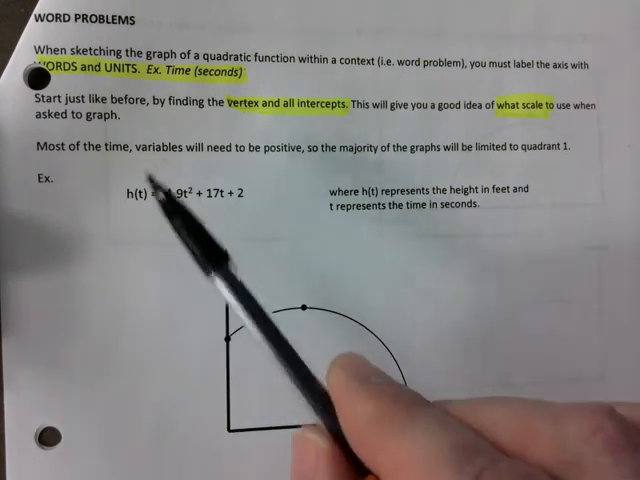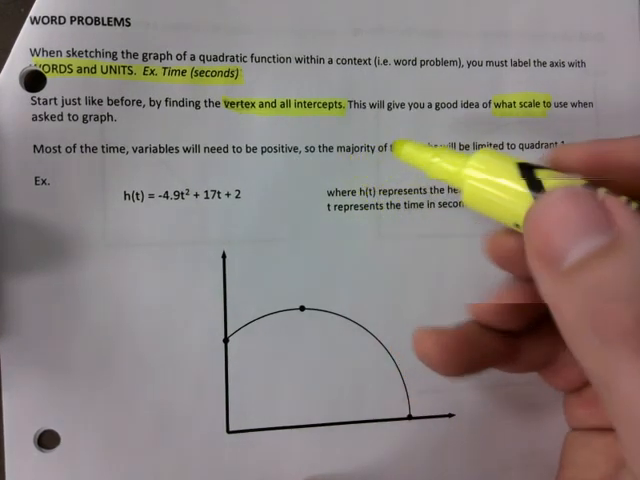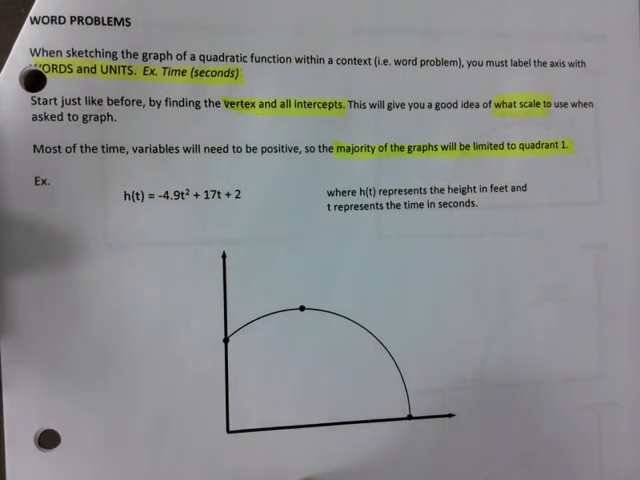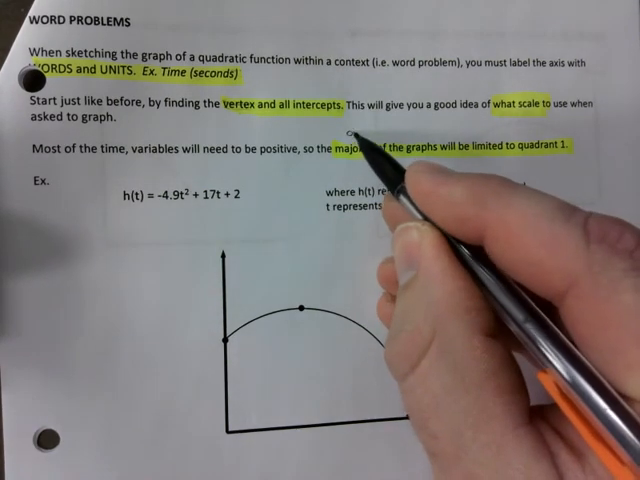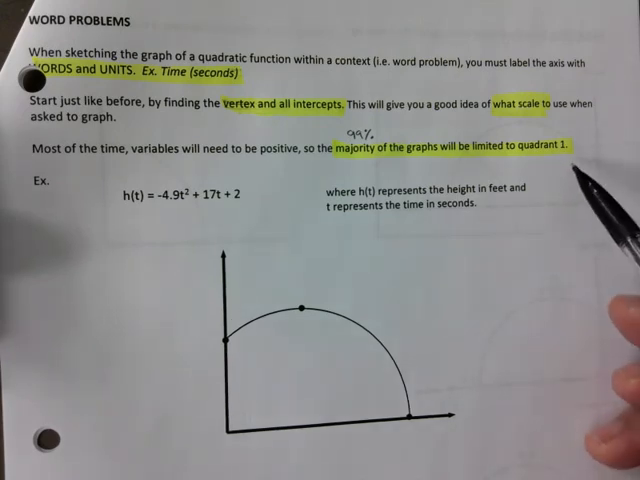Most of the time, variables will need to be positive. So I will say this, the majority of the graphs will be limited to quadrant 1. And by that I mean like 99% of the time. There are a few exceptions. I know one where a bird launches into the water and goes under the water to catch a fish or something. There are a few exceptions, but for the most part, we stick to quadrant 1.